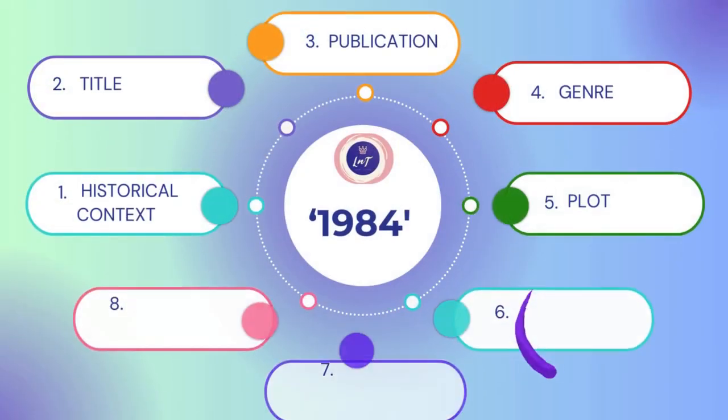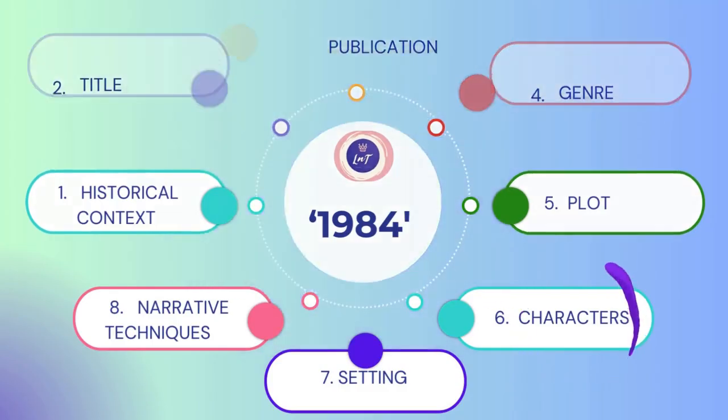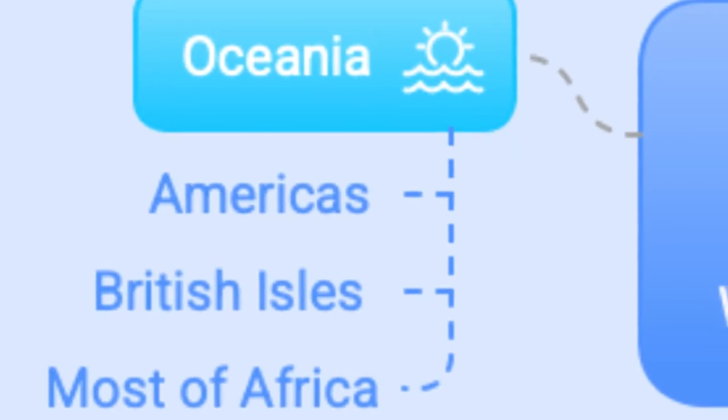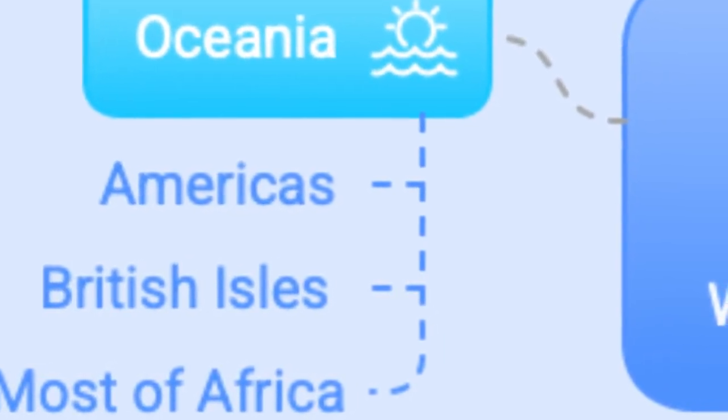In this episode, we'll introduce you to the key figures in George Orwell's novel 1984. Let's discover their roles in the fight for freedom and truth together. Firstly, we'll examine the organization of the society that shapes the characters' lives.